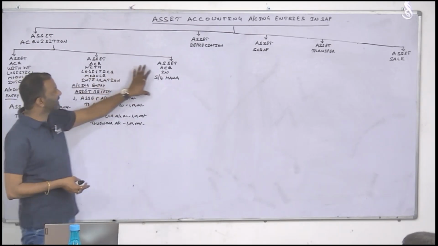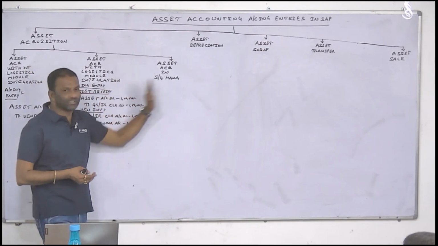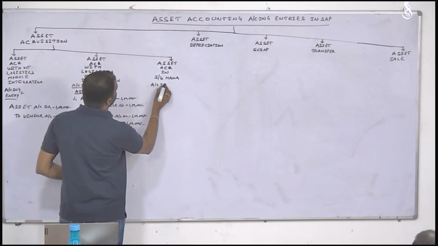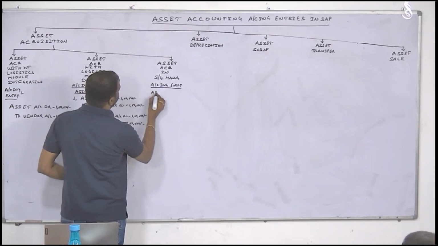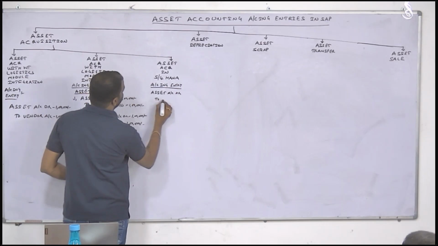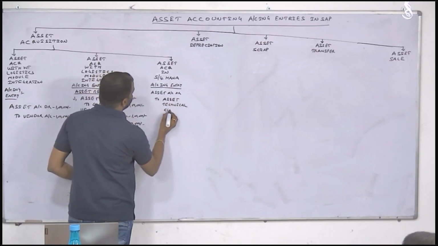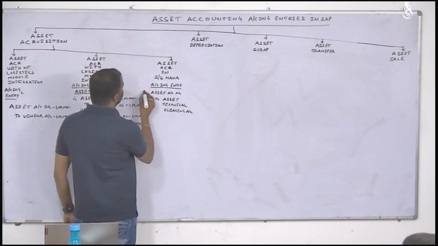In the same way, in asset accounting in S4HANA, SAP has made some structural changes. So here is how the entry will be posted. In any case, the asset should be debit. Asset account debit, and second, they have introduced the asset technical clearing account. This is the first part.